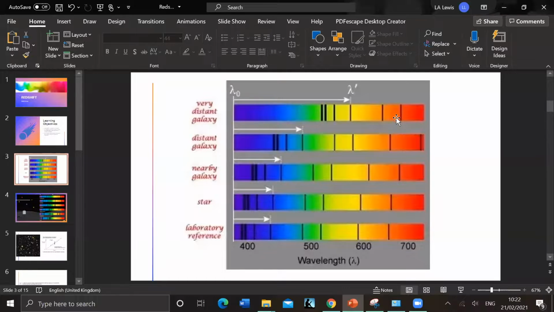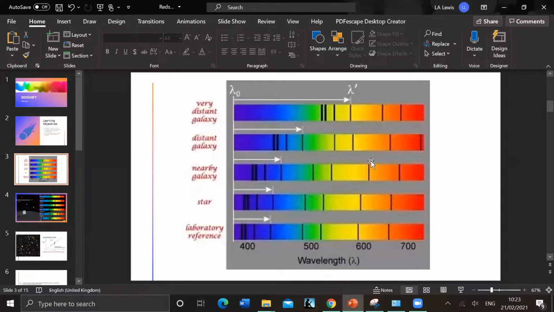Okay, and the more it's red shifted, the faster it's moving away from us. Okay, it's as simple as that. So the more it's red shifted, the faster it's moving away. So a nearby galaxy is moving away from us, but is a little bit redshifted. A distant galaxy, more redshifted. Very distant, it's completely gone off the chart. Okay, so yeah, the further away the object is, very key as well.